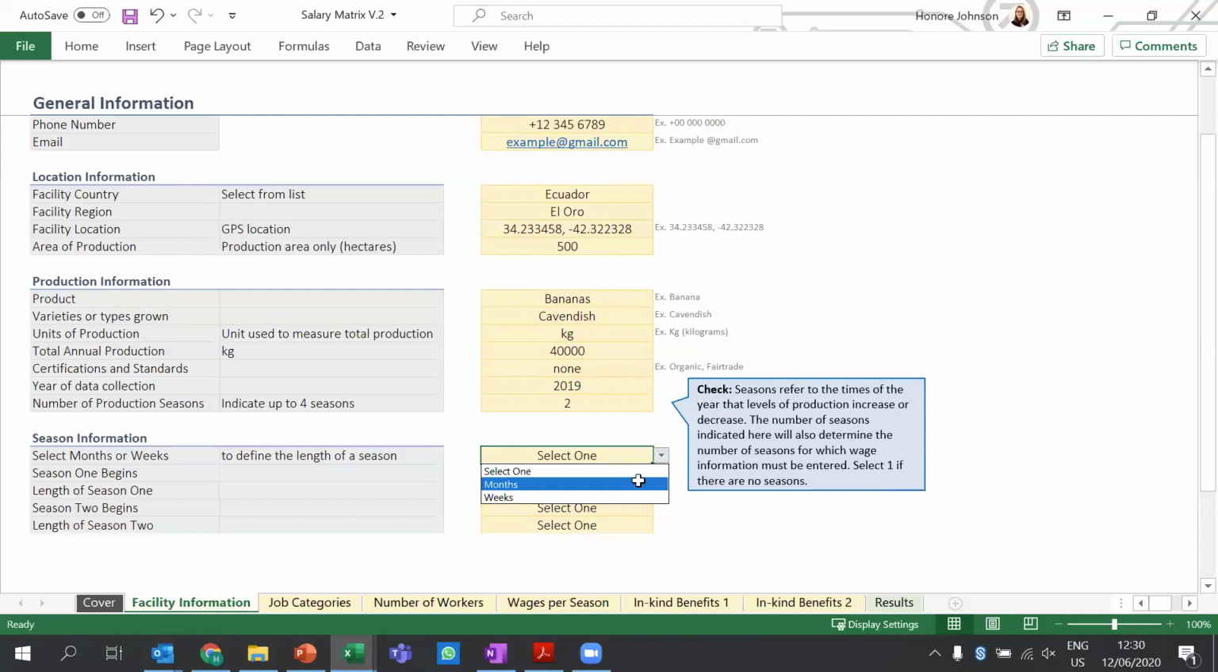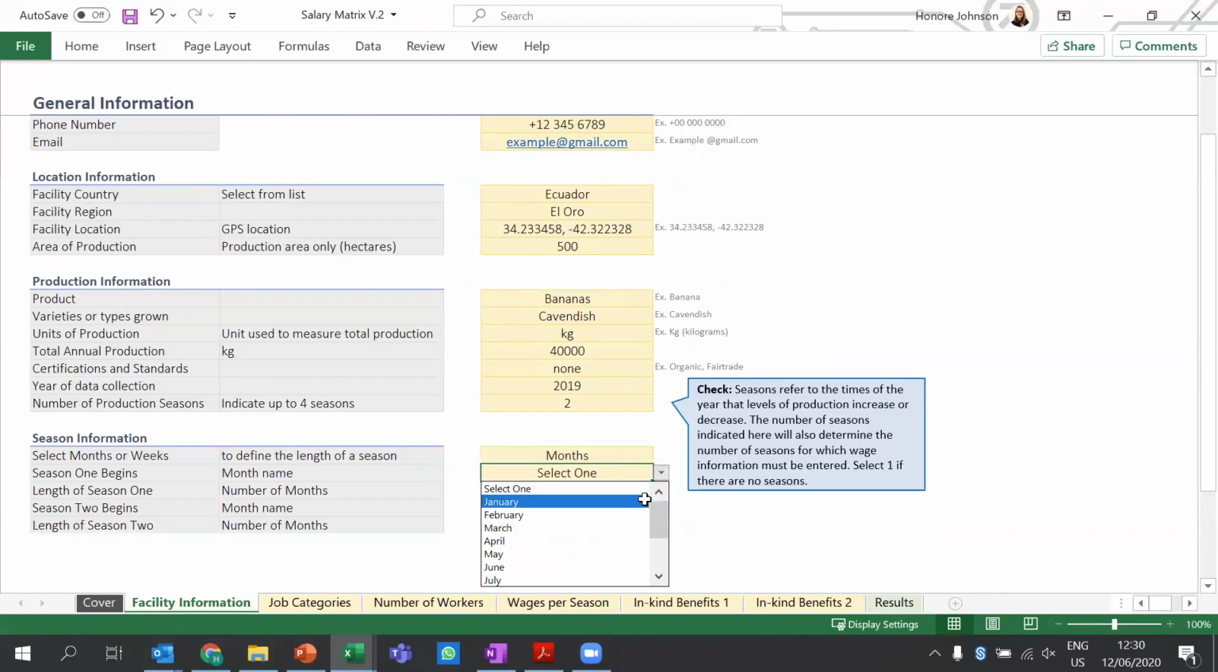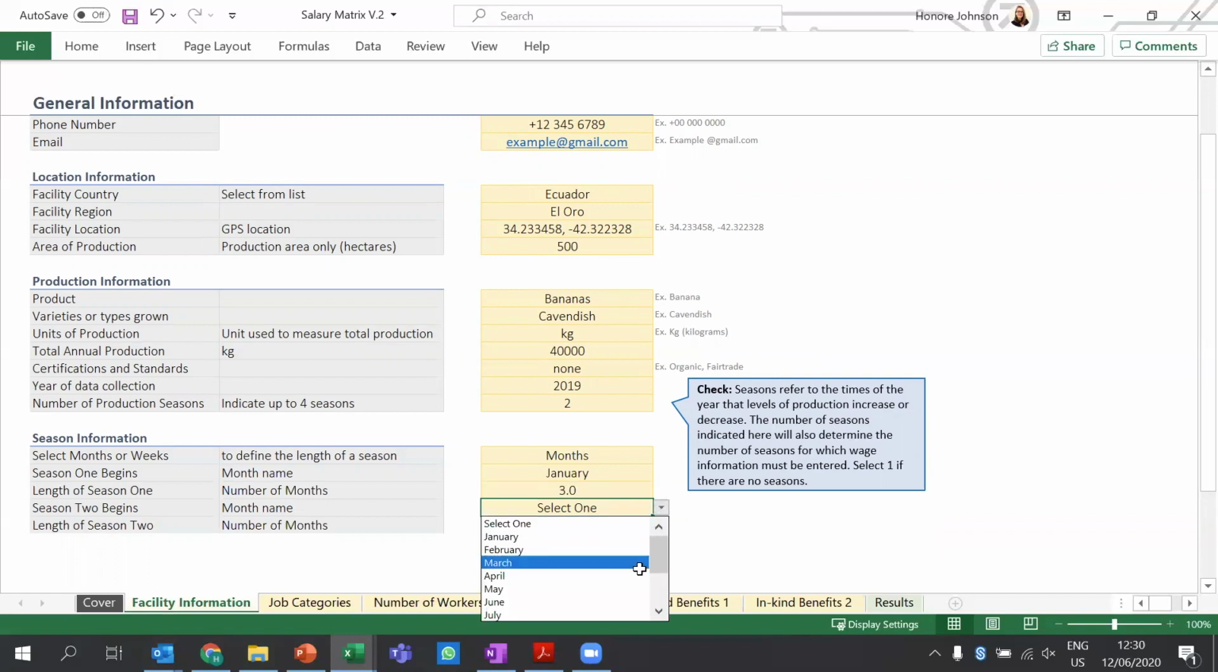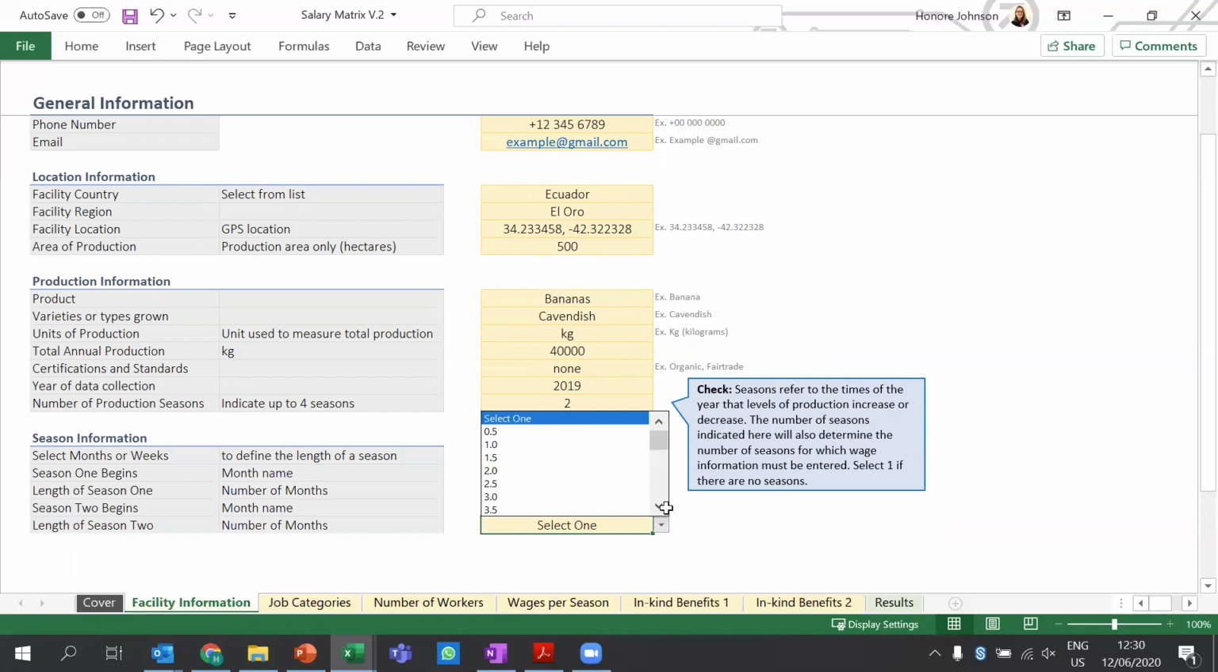In this case, we can enter months and have season 1 beginning in January. In this particular location, the length of season 1 is 3 months long, which means season 2 will begin in April. And the length of season 2 will be 9 months.